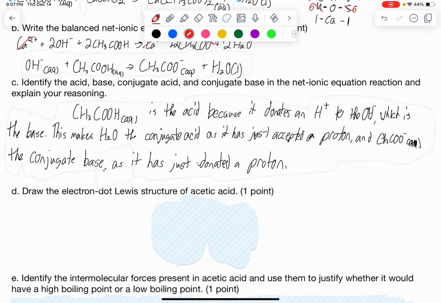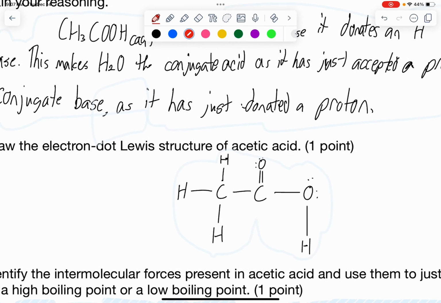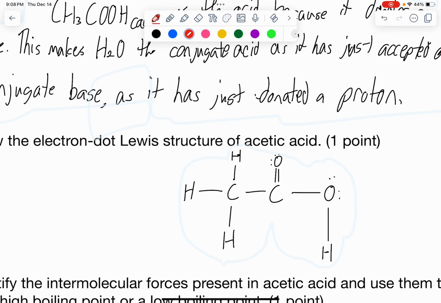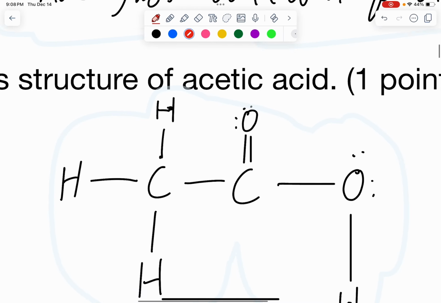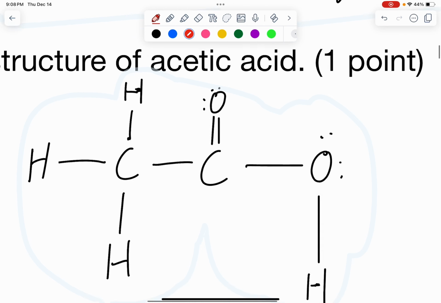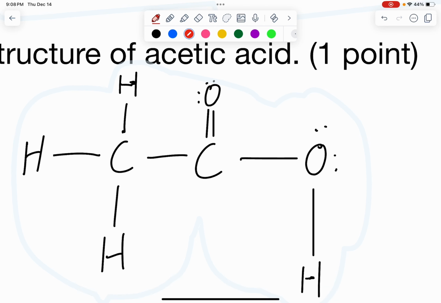So the next step, step D, draw the electron dot Lewis structure of acetic acid. This is just so you can understand the properties of these substances. So this is what the Lewis structure would look like. You have the C bonded to 3 hydrogens over here. Then it is bonded to the other carbon. This carbon would have a double bond with one of the oxygens. And then it is also bonded to the other oxygen, which is bonded to hydrogen.